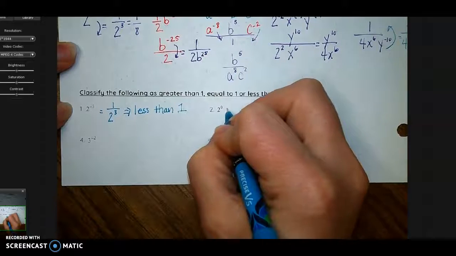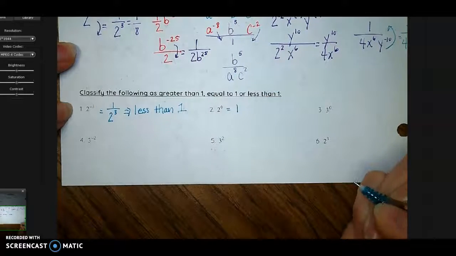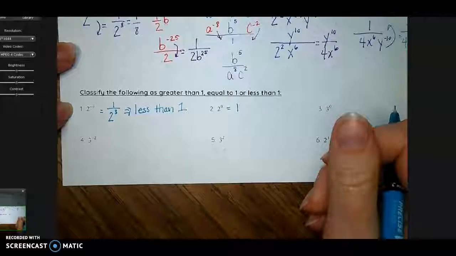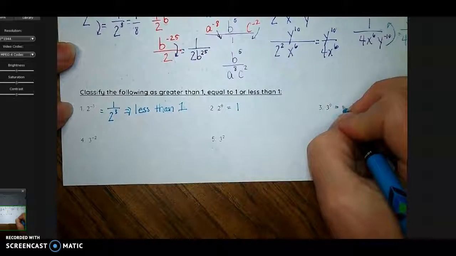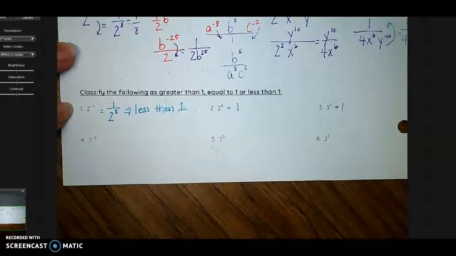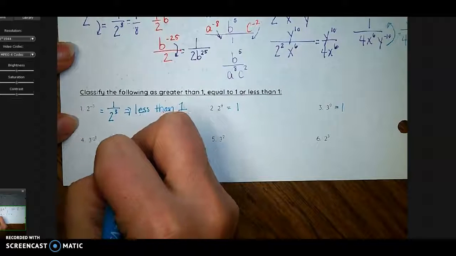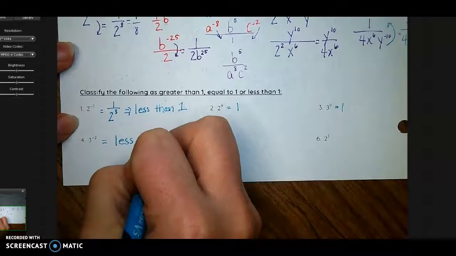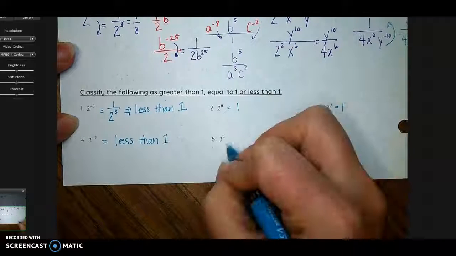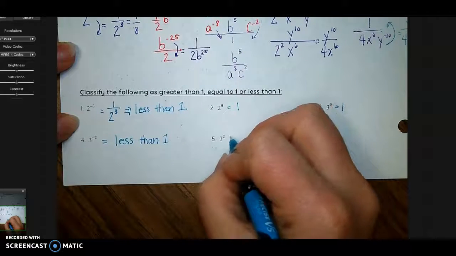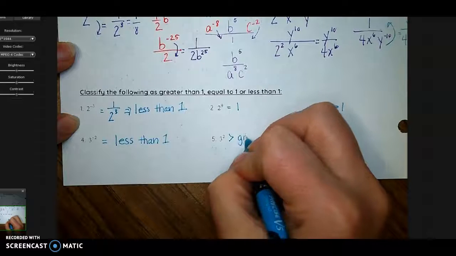Two to the 0 power is going to be equal to 1 because anything to the 0 power is equal to 1. Same thing here. So those are equal to 1. That negative 2 exponent right away is going to be less than 1. This one is a positive exponent, so it's going to be greater than 1.